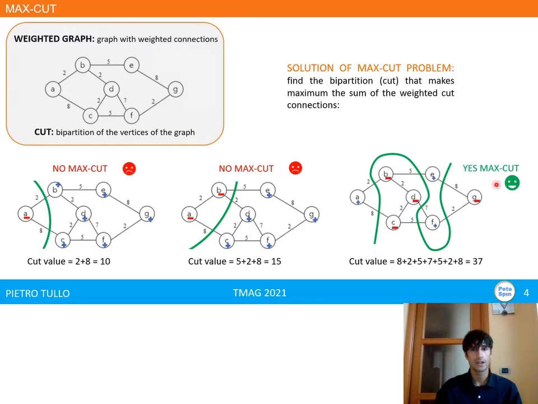Here there is a representation of a max cut where its value is 37, and here with the green line, the max cut, and here we can see the bipartition of the vertices of the graph, so the blue vertices and red vertices. The Ising machine, in that case, is a machine that can solve sometimes this kind of problems.